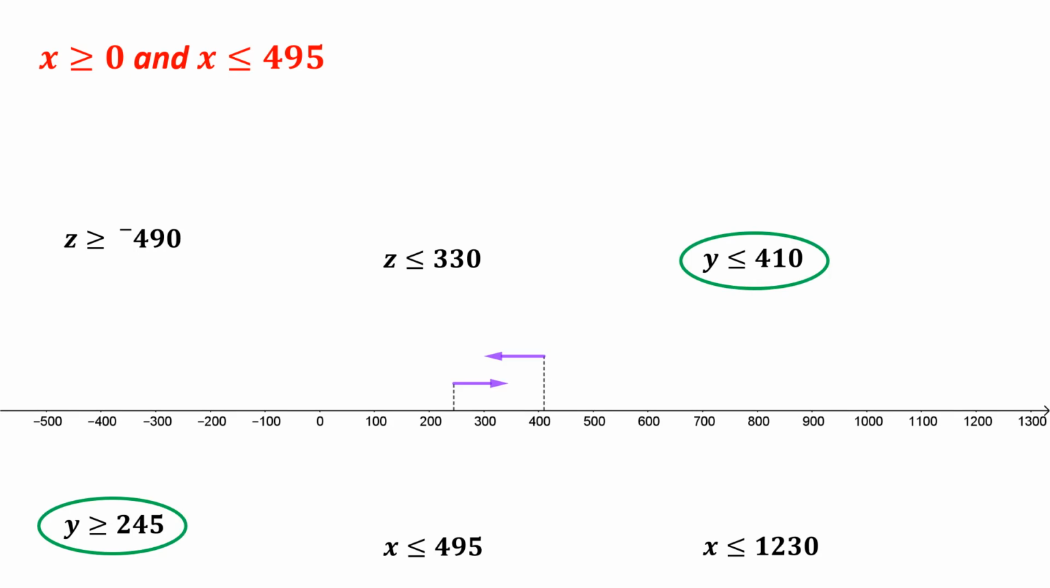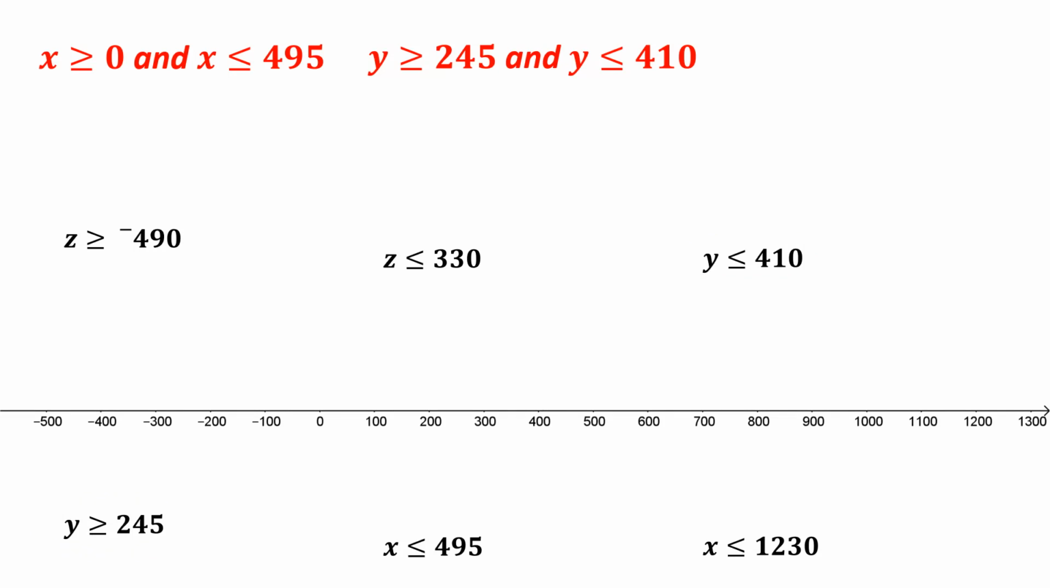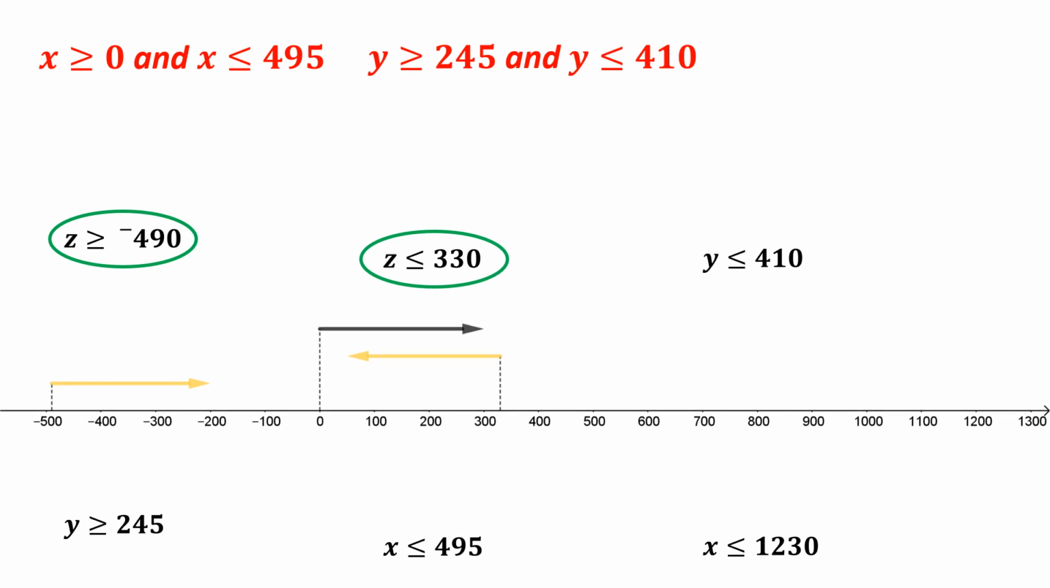For the y variables, we have to be greater than or equal to 245 and less than or equal to 410. Both of these fit the positive constraint, so we can say y has to be greater than or equal to 245 and less than or equal to 410. And finally, for the z, we have to be greater than or equal to negative 490 and less than or equal to 330. Well, our positive constraint takes over here, so z has to be greater than or equal to 0 and less than or equal to 330.